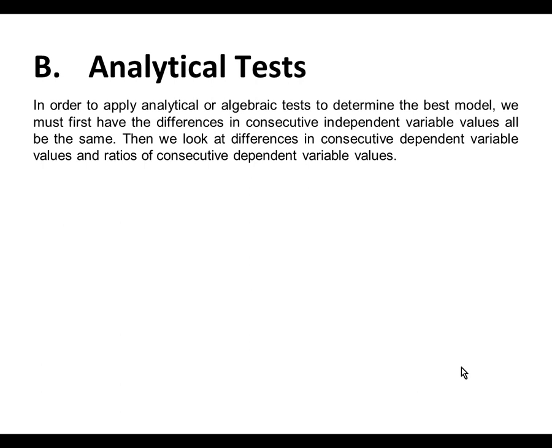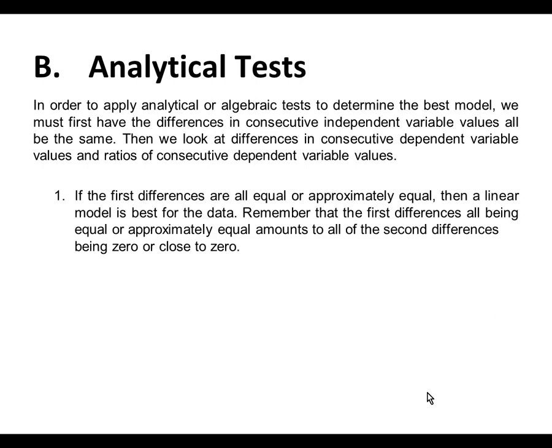Then we look at differences in consecutive dependent variable values or ratios. So you're going to do the differences and the ratios. First of all, if the first differences are all equal or approximately equal, then a linear model is best. Remember, having the first differences all be equal or approximately equal means that the second differences will either all be 0 or all close to 0. So if that happens, you're going to be using a linear model as your best model.